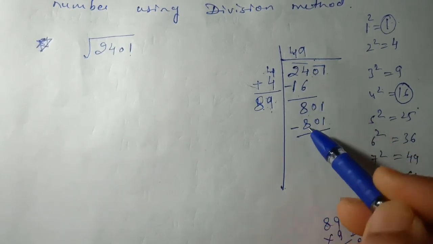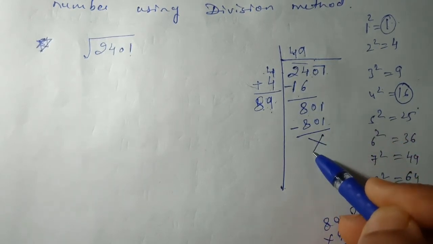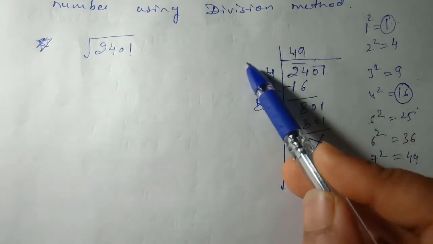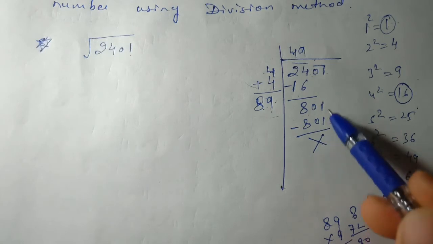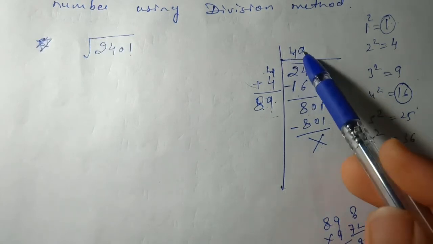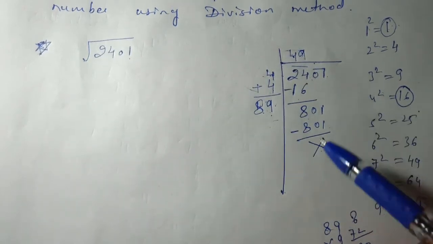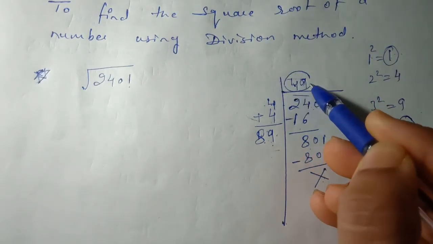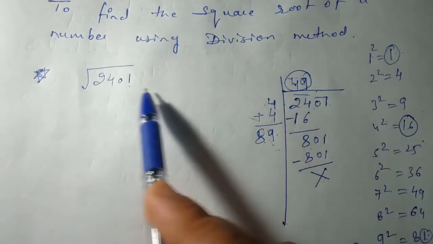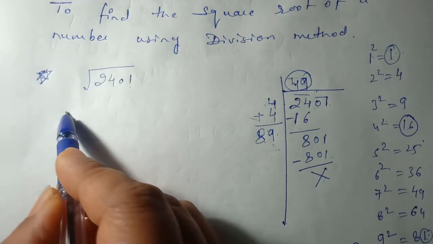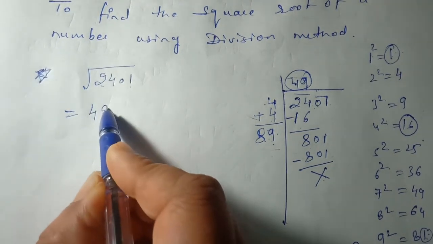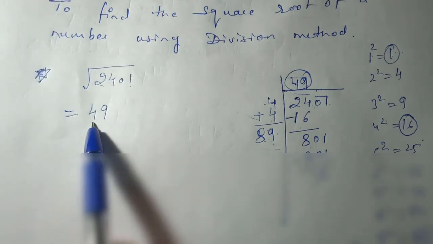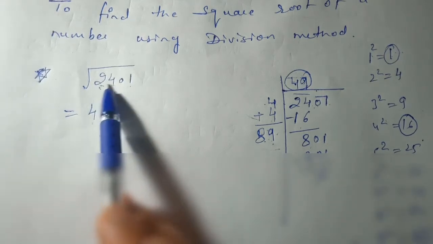So when we subtract it, we'll get the remainder 0. Now no need to repeat the addition because we get the remainder 0. If we don't get the remainder 0, then we have to repeat the addition. So the number at the top that we get is the square root of the required number. So we can say that the square root of 2401 is 49. If you want to check it out, you can multiply 49 by 49, you will get 2401.